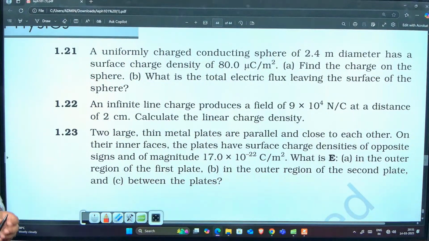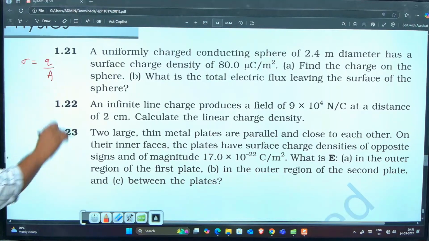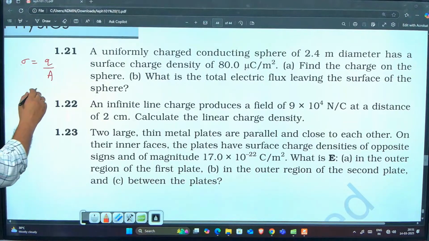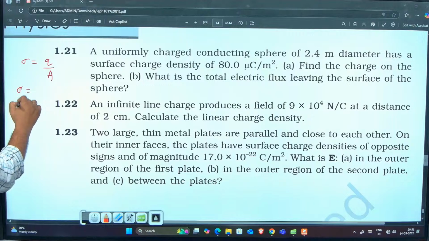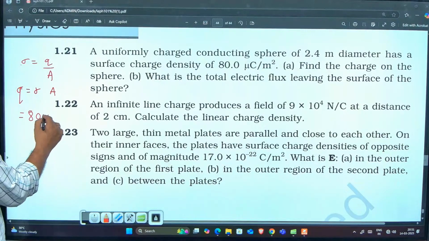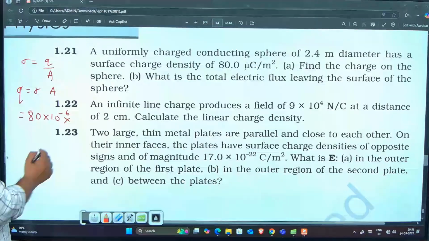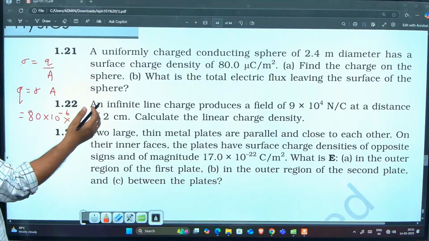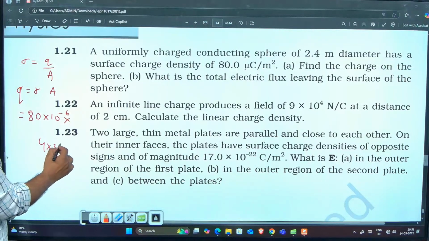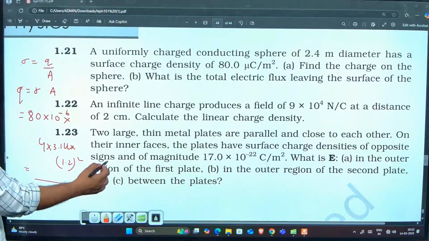Got the answer? Flux not found. Yes, sir. What is there in flux, man? Once you get Q, what is there in that? Sigma is equal to Q by A, isn't it? Since sigma is equal to Q by A, Q will become equal to sigma into A. Sigma is given as 80 microcoulomb, 80 into 10 to the power minus 6 coulomb per meter square, multiplied by the area. Diameter is given, so half of that, 1.2. So 4 into 3.14 into 1.2 square. When you solve, you will get the value of charge.